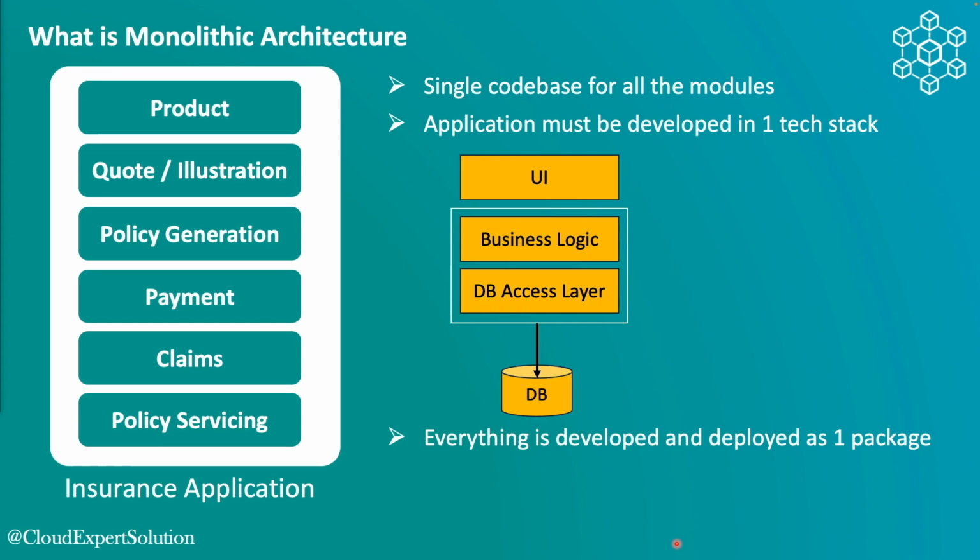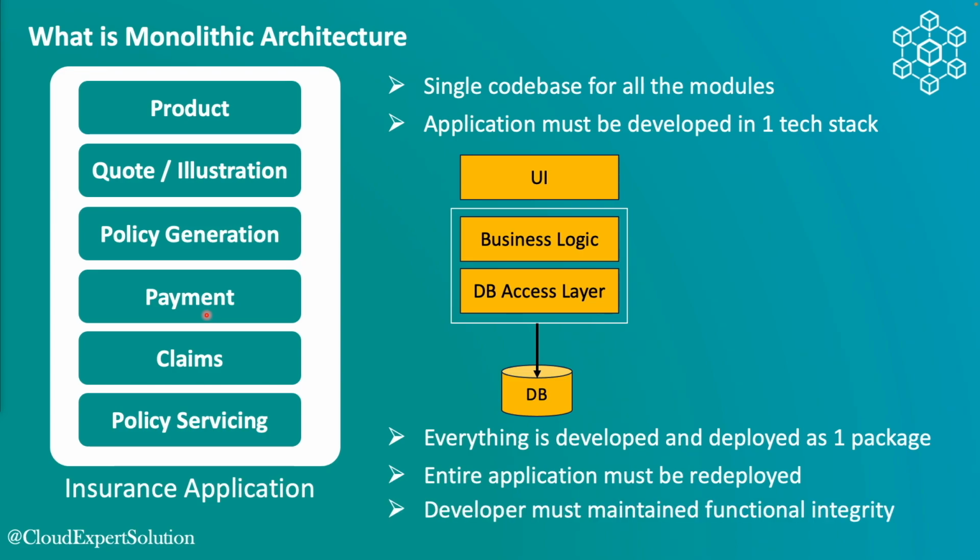And here what we saw, everything is developed and deployed as one single package. Then the entire application must be redeployed. Let's say you have some changes in the payment module. Even if you have a small change in the payment module, since the application is built with a single code base, the entire application must be redeployed. And the developer must maintain functional integrity. That means when we are changing the payment module, that change should not introduce any error or bug to other modules. Then let's review what are the challenges of this monolithic architecture.